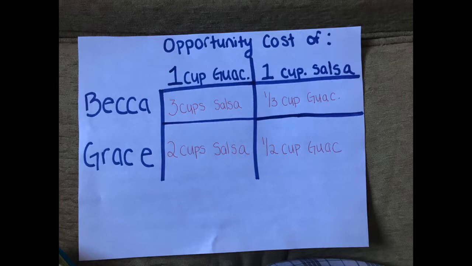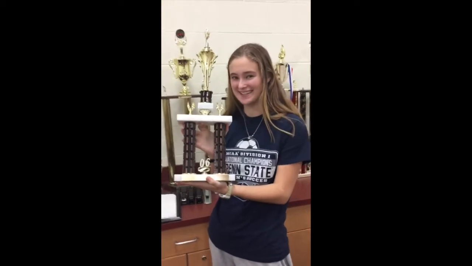In order for Becca to produce 1 cup of salsa, she has to give up 1/3 cup of guacamole. In order for Grace to produce 1 cup of salsa, she has to give up 1/2 cup of guacamole. Since Becca has to give up fewer cups of guacamole, she should produce salsa as she has the comparative advantage. Now we are the champions in comparative advantage. See you at the party!